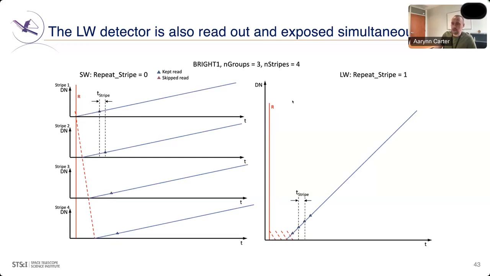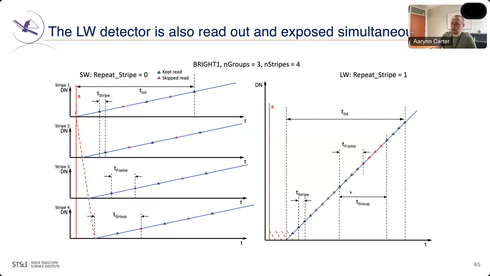So you can see that for the ramp as well. We have this T stripe on the short wavelength between each stripe readout. And then the long wavelength equivalent is we've just taken 4 reads in a row that are T stripe apart. And then if we continue with the whole ramp, the same sort of pattern happens. We get our skipped reads, our kept reads throughout the ramp, and every time it's in a batch of 4. But the important thing is that the T group, T frame, T integration for the long wavelength is also shared with the short wavelength.